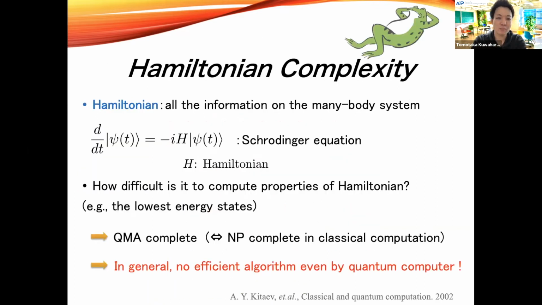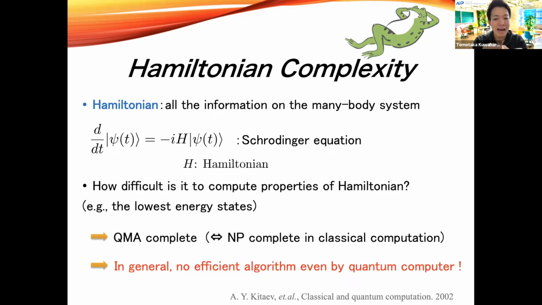In Hamiltonian Complexity, as the name tells, we aim to clarify the complexity of quantum Hamiltonians. The Hamiltonian is an energy function of quantum particles, and the Hamiltonian includes all the information on the quantum many-body systems. Mathematically, if we know the Hamiltonian, we can construct the Schrödinger equation. Schrödinger equation is this equation, this differential equation. By solving the Schrödinger equation, we can understand all the properties in principle.